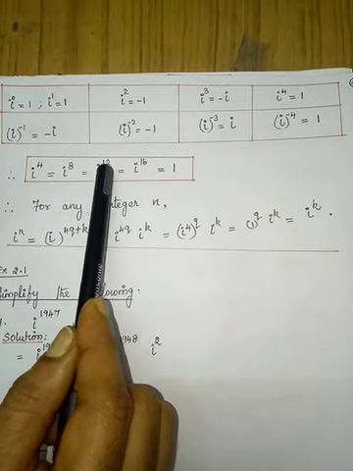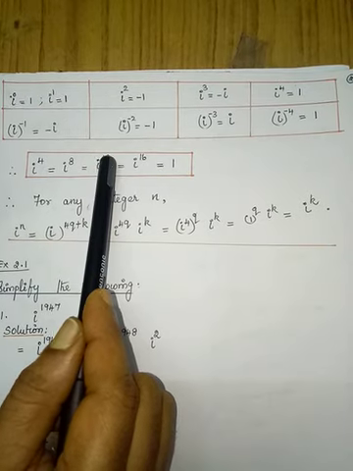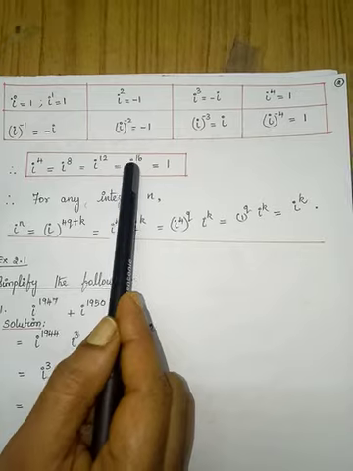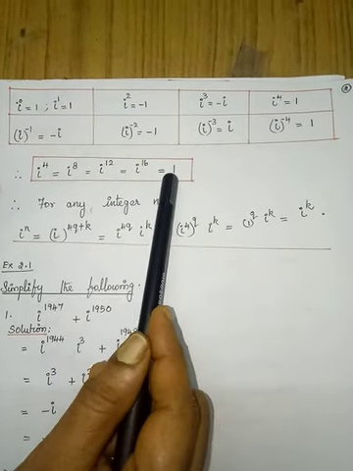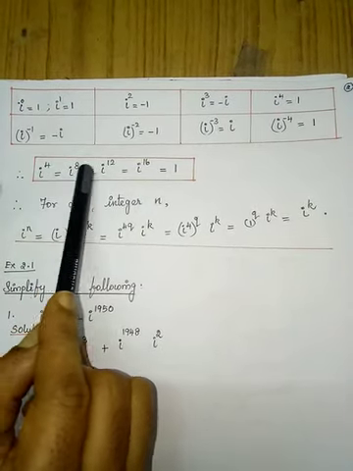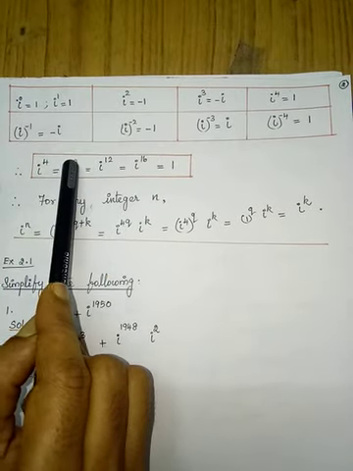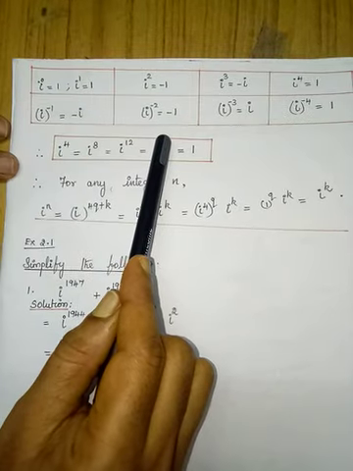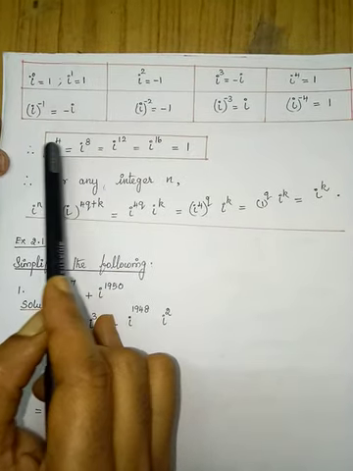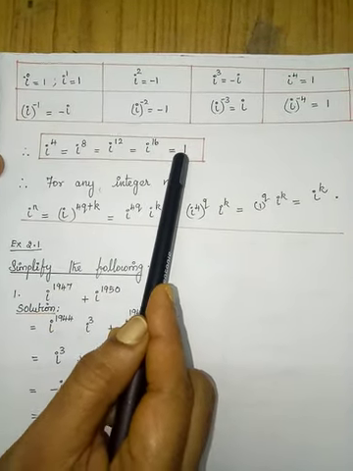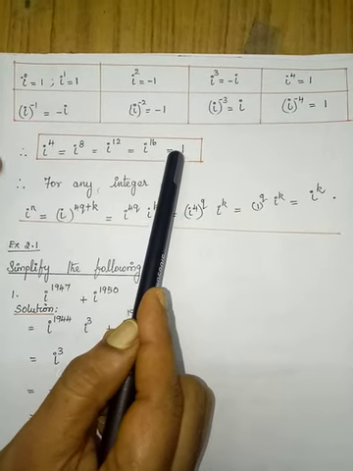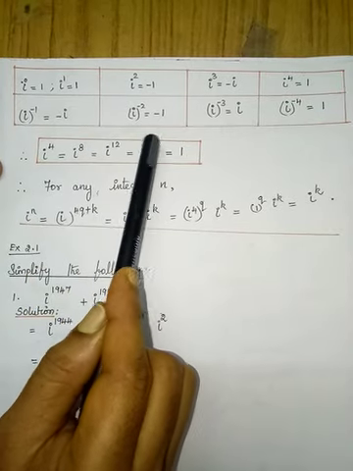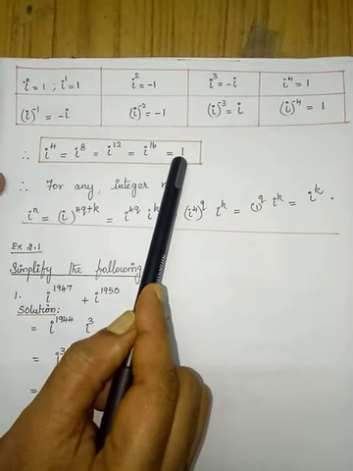i power 12 can be written as i power 4 the whole cube, so that is also 1. What is i power 16? i power 4 the whole power 4, so it is also 1. Look at the powers of i: 4, 8, 12, 16. They are multiples of 4. So if the power of i is a multiple of 4, the answer is equal to 1. That is the important result.